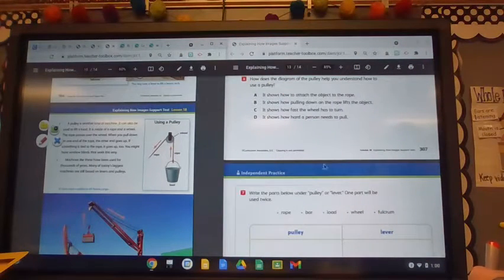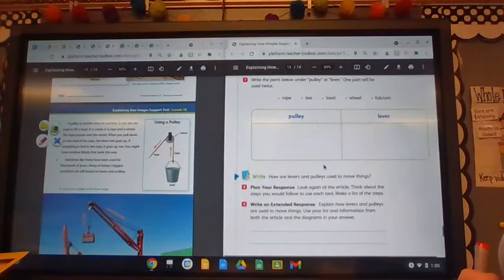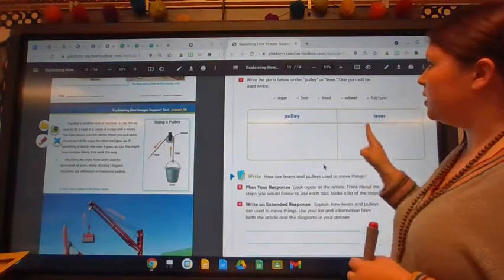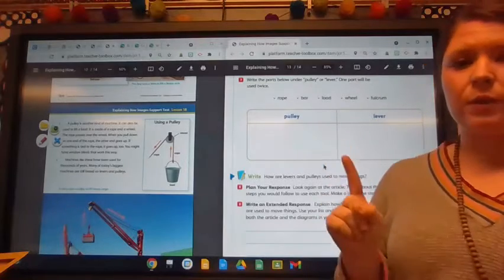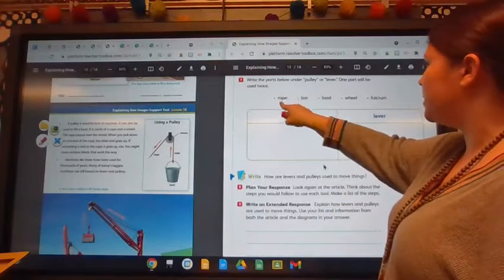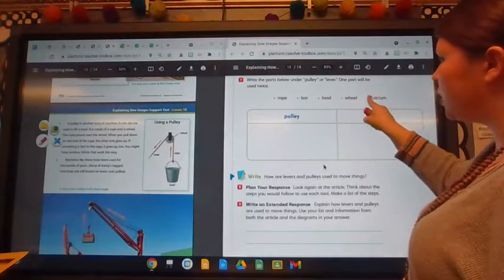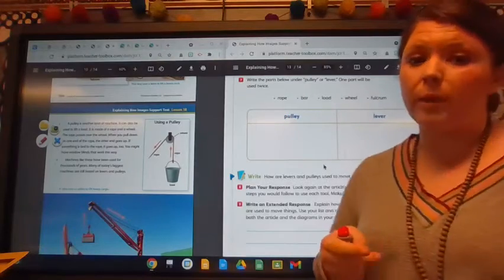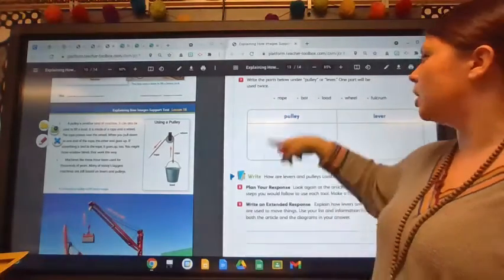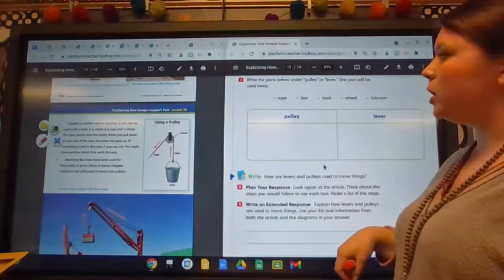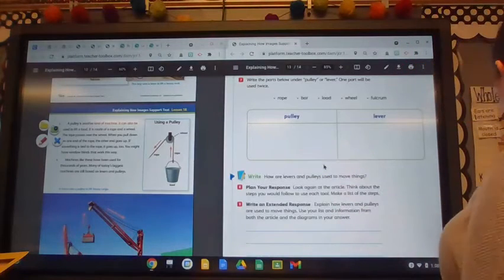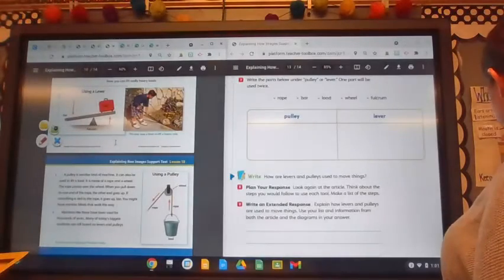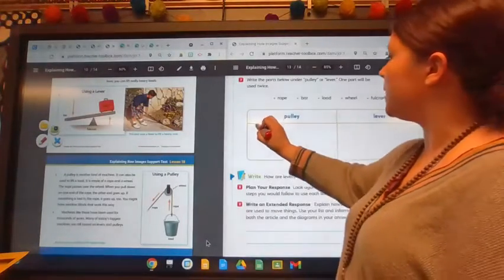Number 7, we're going to have to label some parts here. It says, write the parts under pulley or lever. One part will be used twice. So we're going to take the objects: rope, bar, load, wheel, and fulcrum, and tell if each was used for the pulley, the lever, or both. Let's start with rope. Is the rope used for the pulley or the lever? The rope is used for the pulley.